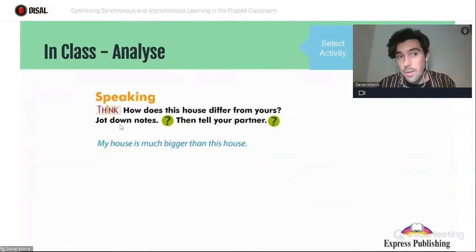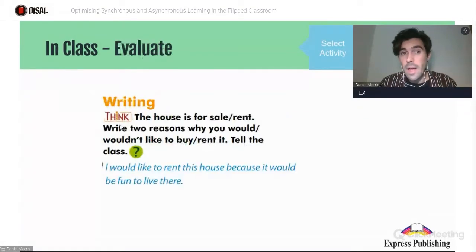Okay, and leading on from that, we can select different activities from the lesson. We can then focus on a speaking task, for example, get students in groups or in pairs. Think about how the house that they've studied differs from theirs. Write down some notes, have a discussion with their partner. For example, in groups, analyzing, discussing the text that they've studied before, and then moving into a writing task.